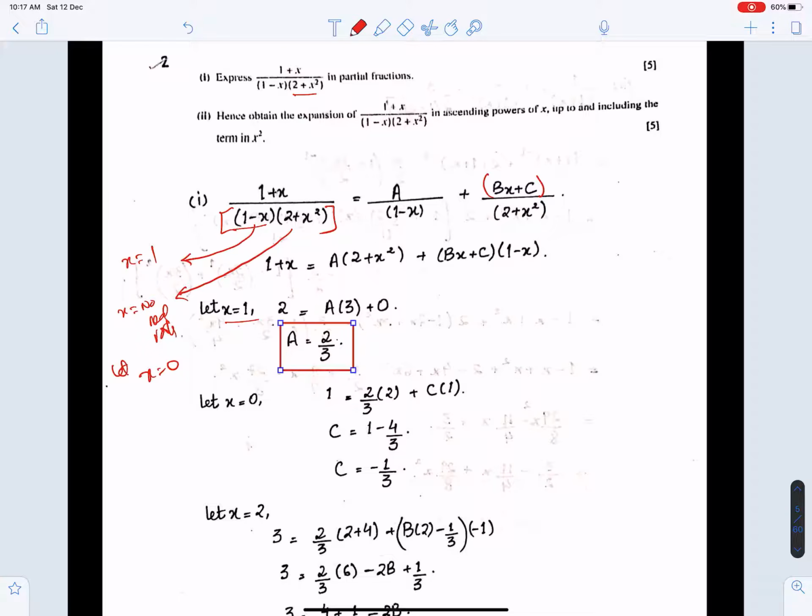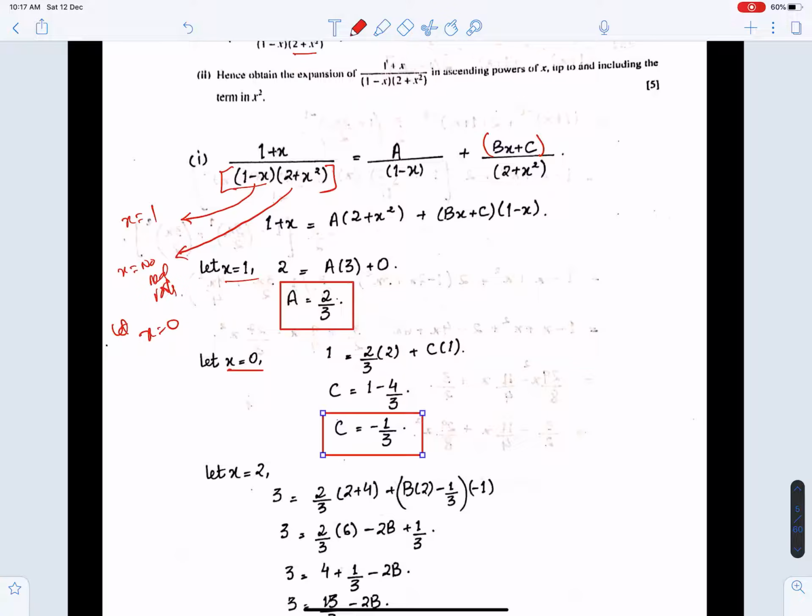Now substitute x equals 0, which we supposed for the quadratic factor. Therefore, by substituting x equals 0, we'll get c. The value of c is minus 1 upon 3. Make sure you always suppose 0 for a quadratic factor.